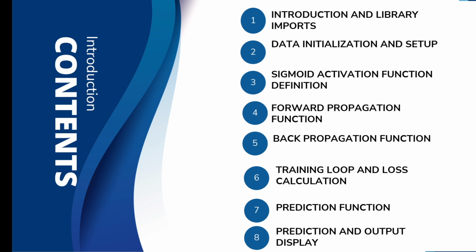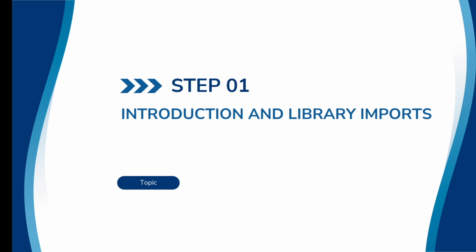So let's see the introduction content. We are going to see the 8 steps to solve the program. The first step is introductions and library imports, and the second step is data initializations and setup. The third step is the sigmoid activation function definition, the fourth step is the forward propagation function, and step 5 is the back propagation function. Step 6 is the training loop and loss calculations, and step 7 is the prediction function. Step 8 is predictions and output display.